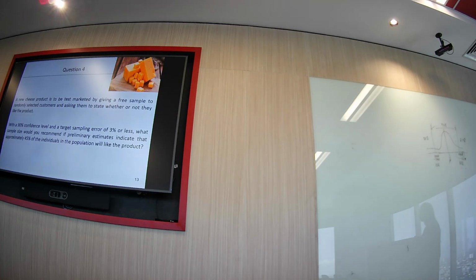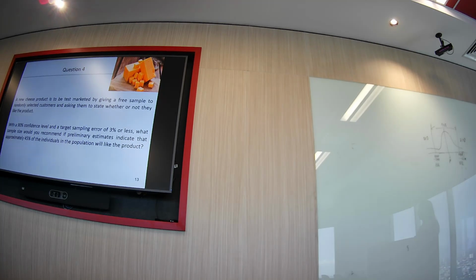Now the confidence interval is changed, become 90%. So the alpha will be 10%. So alpha over 2 will be 5%, so 0.05. And we know the target sampling error, the maximum error, from this question is 3%. So 0.03, yeah.